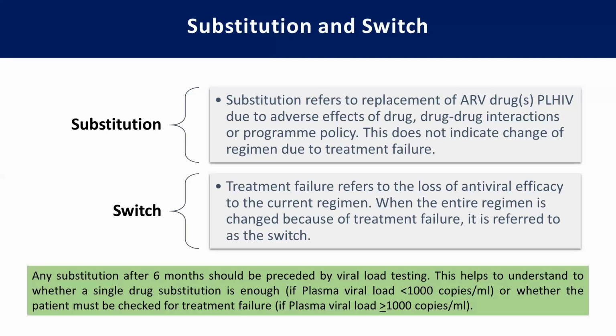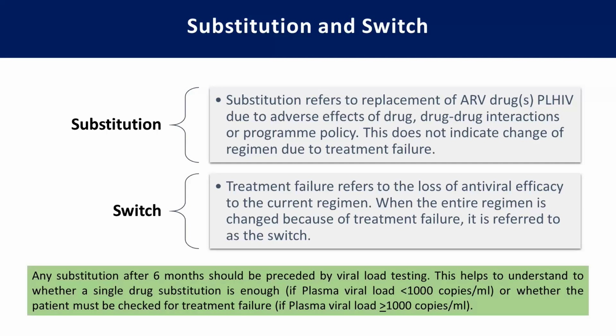So in that case, a substitution after 6 months should be preceded by viral load testing. So now the patient is on some ART, and now the substitution is required for the ART Plus center or the SACEP. Then that should be preceded by viral load testing. That is important, because this helps to understand whether a single drug substitution is enough. For example, if the viral load is suppressed, then only a single drug can be substituted.